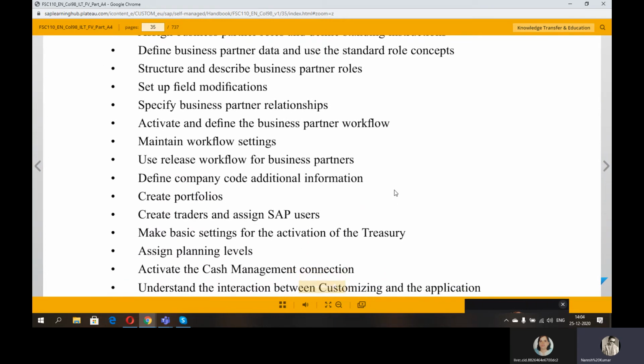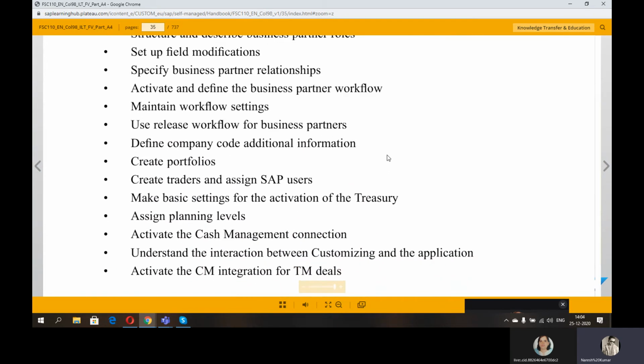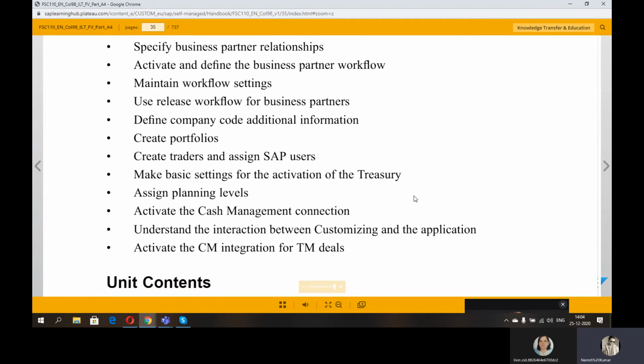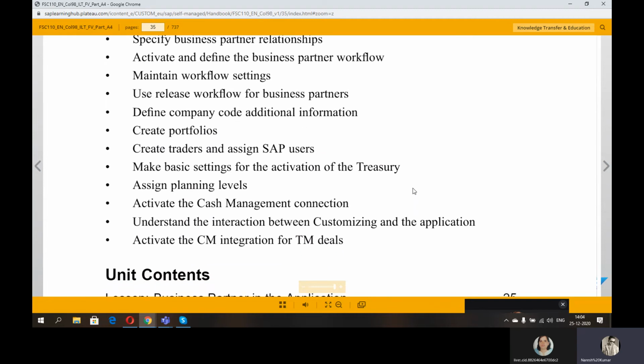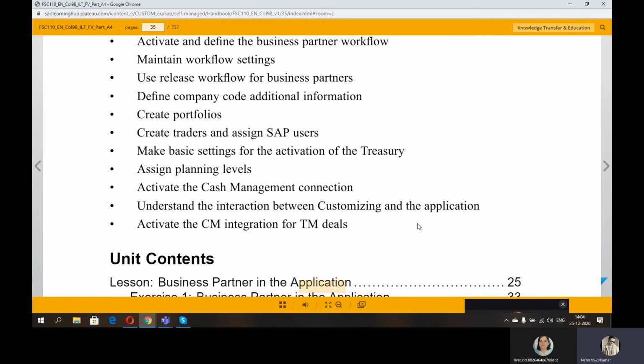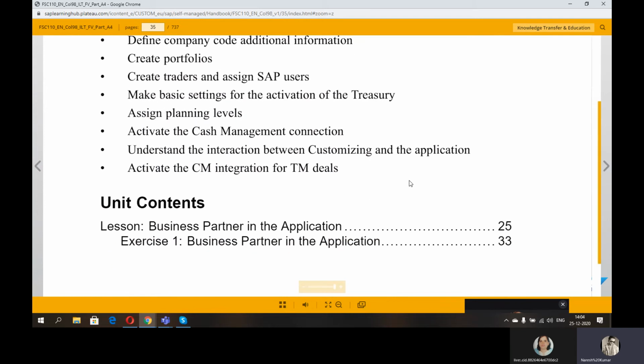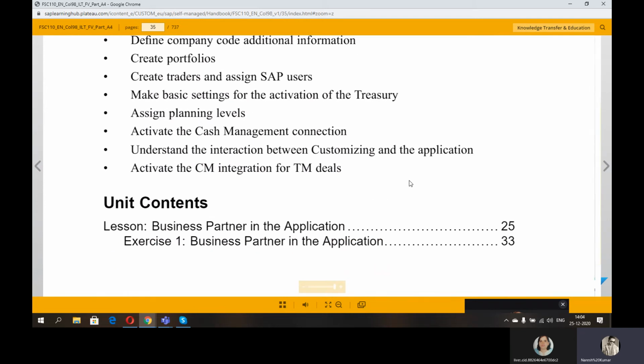Define company code, additional information, create portfolios, create traders and assign SAP users, make basic settings for activation of the treasury, assign planning levels, activate the cash management connection, and then understand the interaction between customization and the application, and activate the cash management integration for Treasury Transaction Manager.